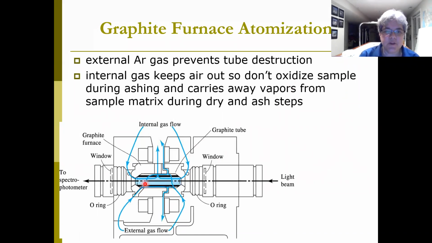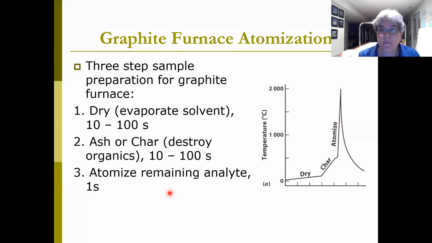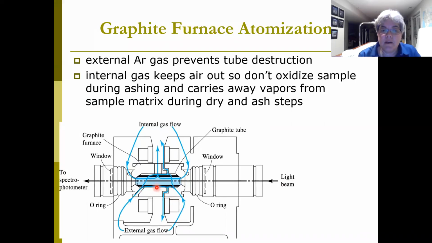Okay, so going back to this picture, I put my sample in here. And we said the first thing we do is dry, and the water comes off. So notice there is some argon gas that's flowing through this tube. So that argon gas is pushing that water out, because we don't care about that. Remember, we're trying to measure M. Next, we char, or ash. 500 degrees, out comes the organics, and then we push that out. And then 2,000, now I get M. And my light can measure that. So this internal gas flow is pushing out things that we don't want.